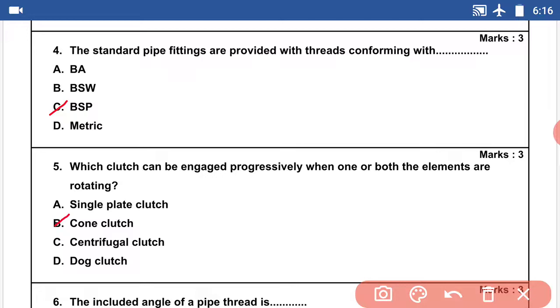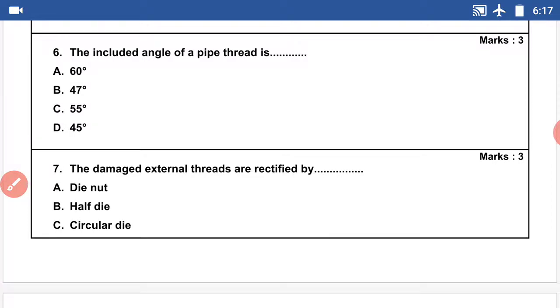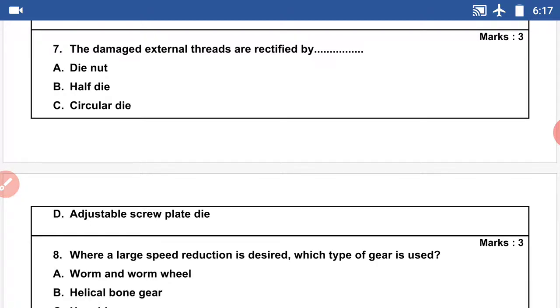Question number 6. The included angle of the pipe thread is dash. The answer is 55 degrees, option C. Question number 7. The damaged external thread is rectified by dash. The answer is tie nut, option A.